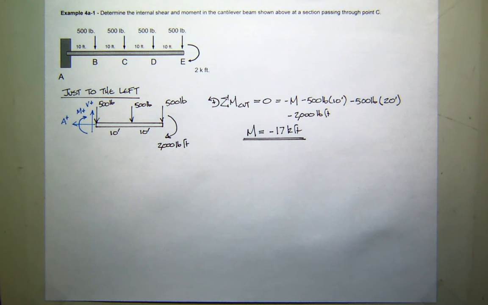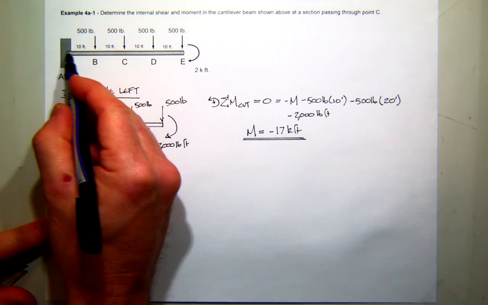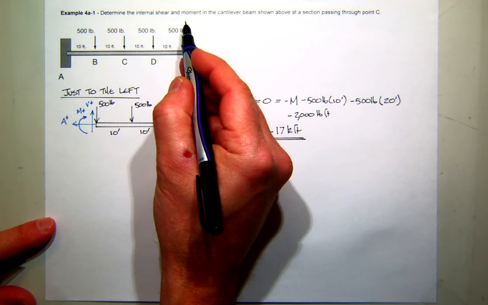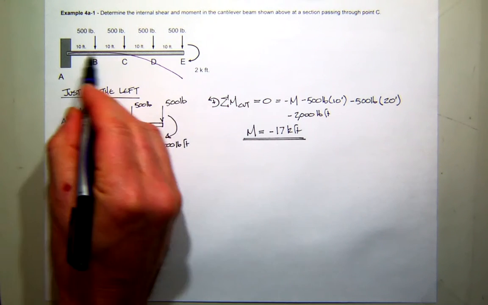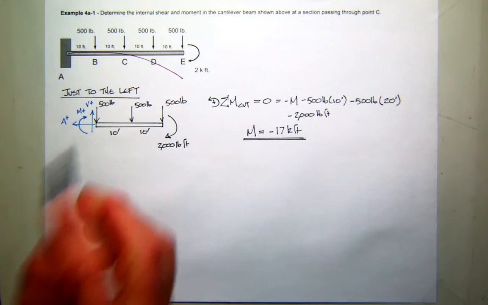Okay, so let's look at this beam. How is this beam going to deflect? Is it going to go up? No. It's probably going to deflect something like that. And what does that look like? That's a frown. Negative.